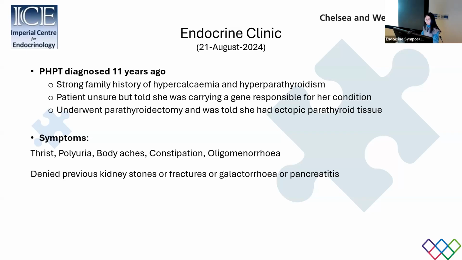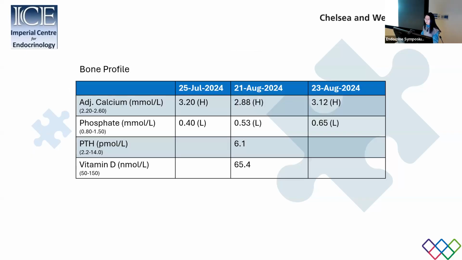She had symptoms of severe hypercalcemia as well as oligomenorrhea, and denied any previous history of kidney stones, fractures or galactorrhea. So we moved on to looking at her blood tests from her admission in A&E and our blood tests in endocrine clinic. You can see that her calcium level has been persistently high, and her phosphate is low. She did have a normal PTH, and her vitamin D level at the time was normal as well.